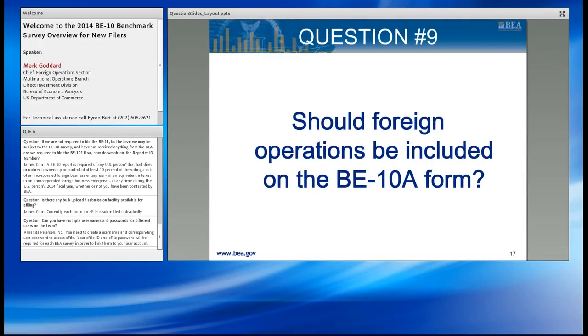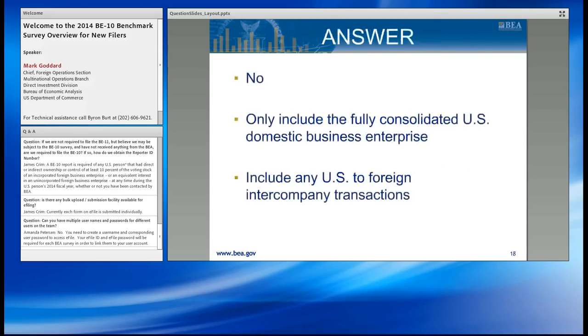Should foreign operations be included on the BE10A form? No. The BE10A form should only include the fully consolidated U.S. domestic business enterprise for the U.S. reporter's 2014 fiscal year. This does include any U.S. to foreign intercompany transactions. I'd now like to reference the BE10 respondent webpage.